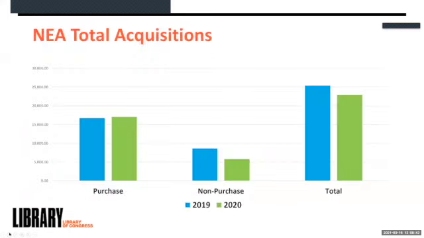Next, please. Our section acquires an average of between 22 and 25,000 items per year. I compared here the statistics of our total acquisitions between the years before and during the pandemic. You notice that there is no significant change in purchase numbers, but there are noticeable changes in non-purchasing sources: materials coming from our exchange partners and gifts from individuals and research institutions. As you can imagine, it is understandable that they were impacted by the pandemic and couldn't send the materials the way they used to on a regular basis. Next, please.